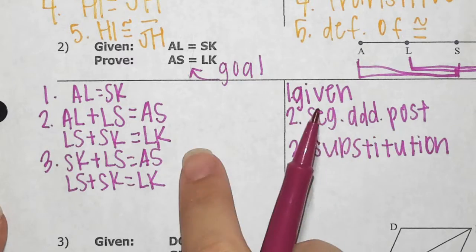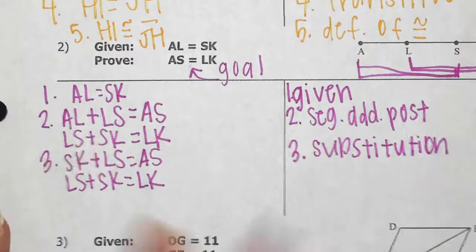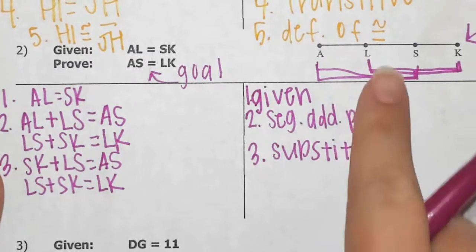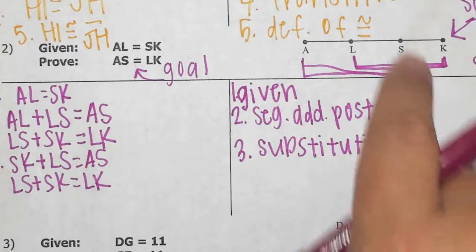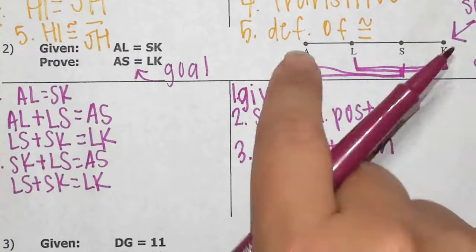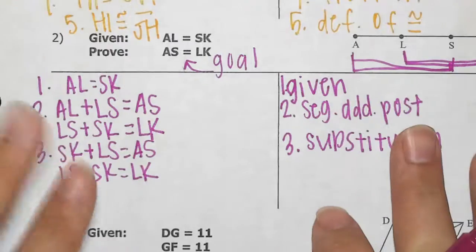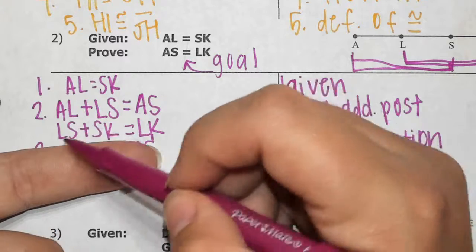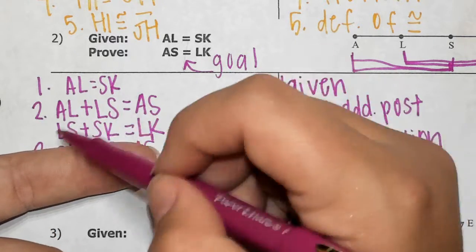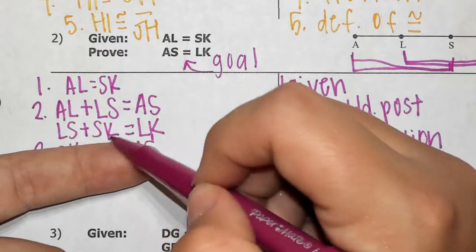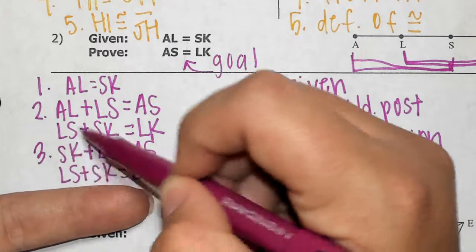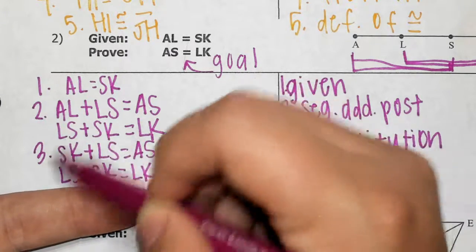Okay, so let me refresh you. Let me say this again. We use segment addition postulate twice because I wanted to show that AS, both of these pieces, are equal to LK. Our problem was we can't set them equal to each other until they're actually equal. LS was the same, but these two were different. But we used substitution to plug in SK. So now these two are the same.